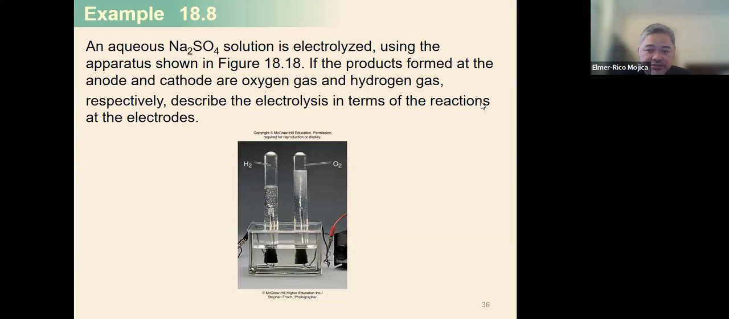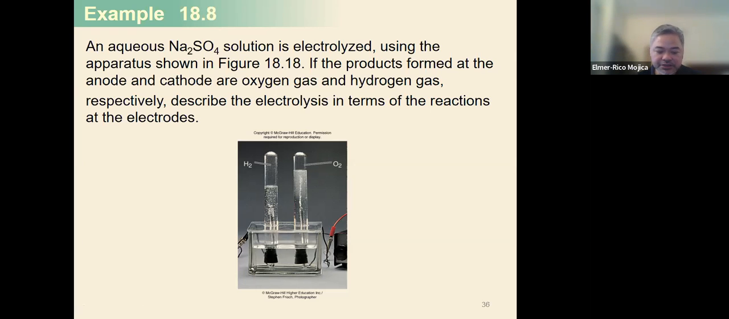So if we're going to look at a problem of electrolysis, maybe we can look at this and see how we can incorporate the electrochemistry here. So for instance, here you have an aqueous sodium sulfate solution that is electrolyzed using the apparatus below. If the products formed at the anode and the cathode are oxygen and hydrogen gas, respectively, describe the electrolysis in terms of the reactions.